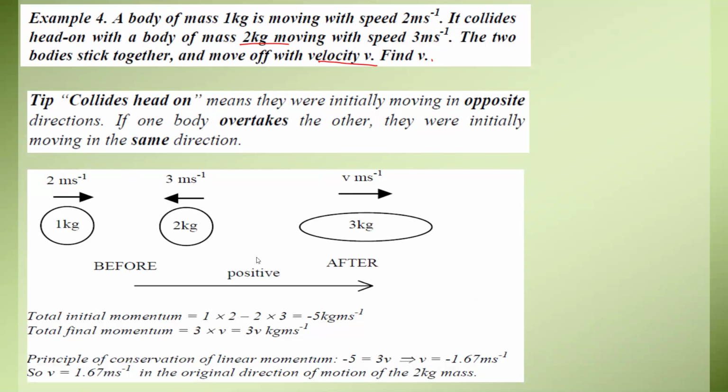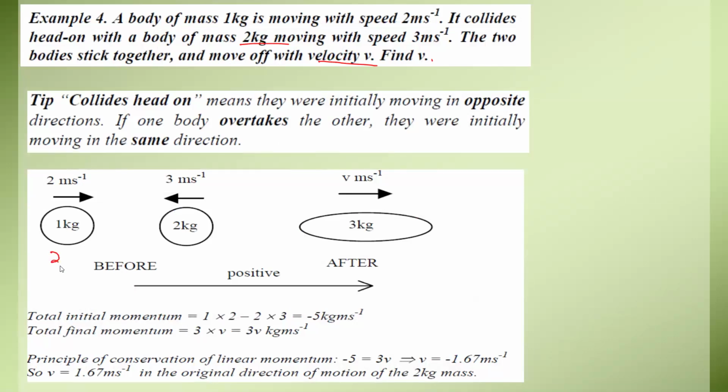This is before the collision, and this is after the collision. Say you consider that after the collision it moved towards the right. If you get a positive answer, it means your direction is correct. But if you get a negative answer, it means your direction is opposite. So what is the momentum here?